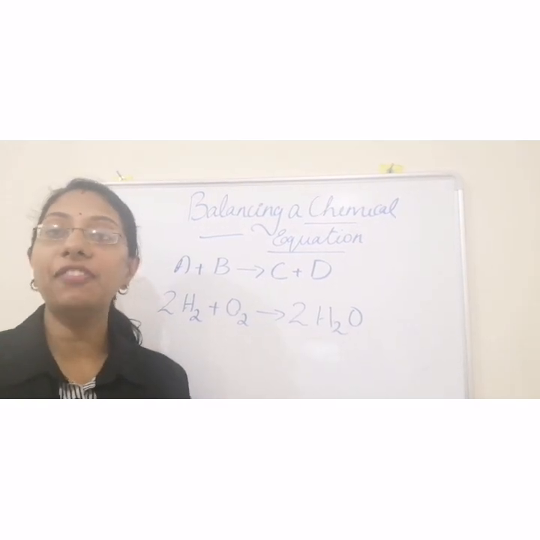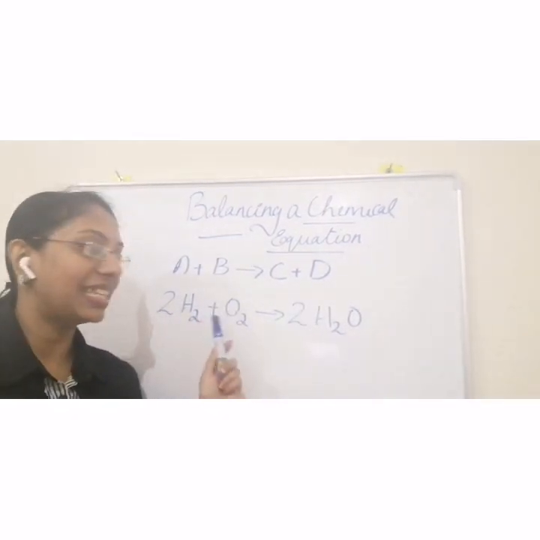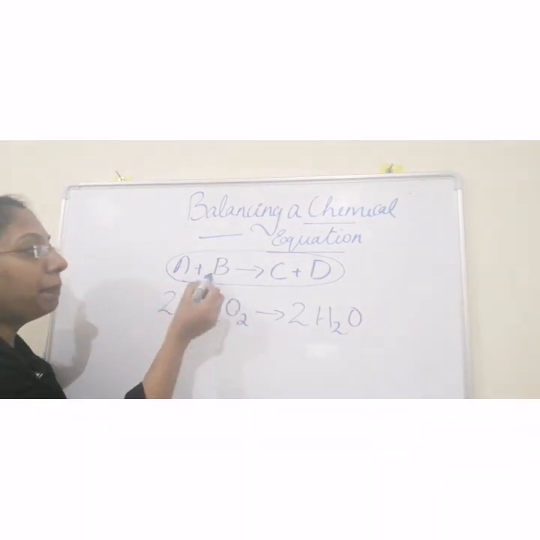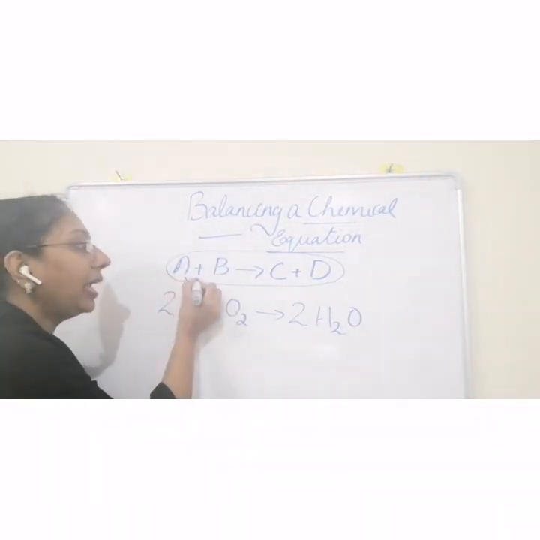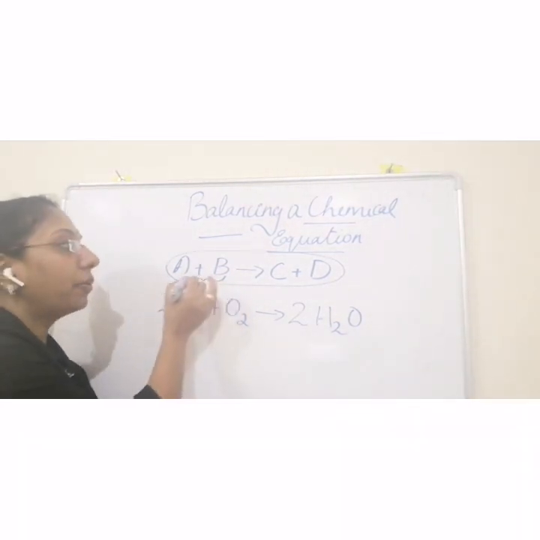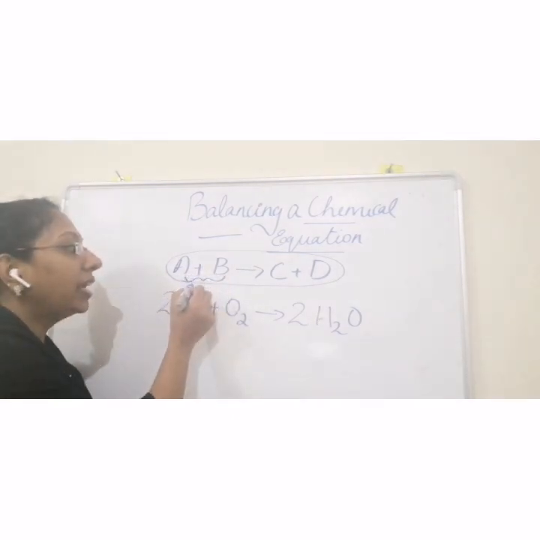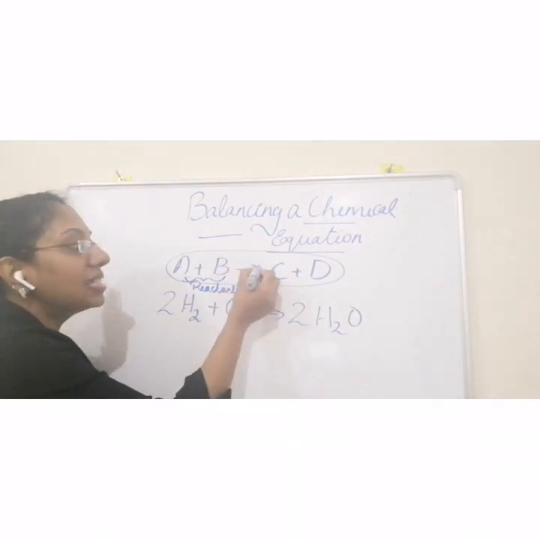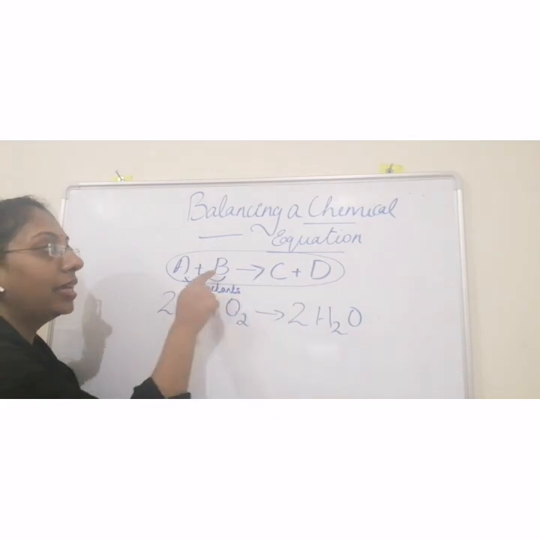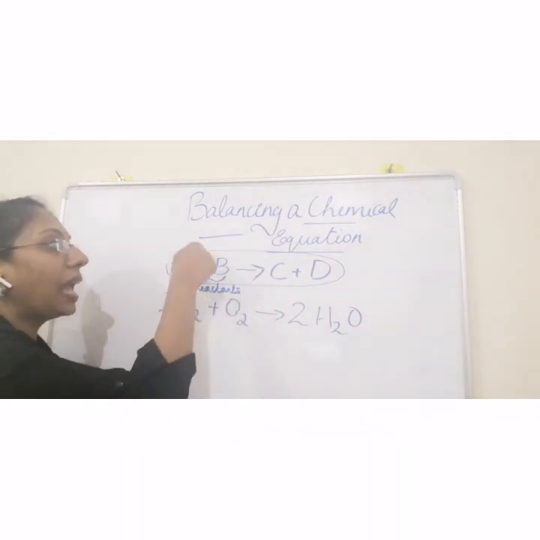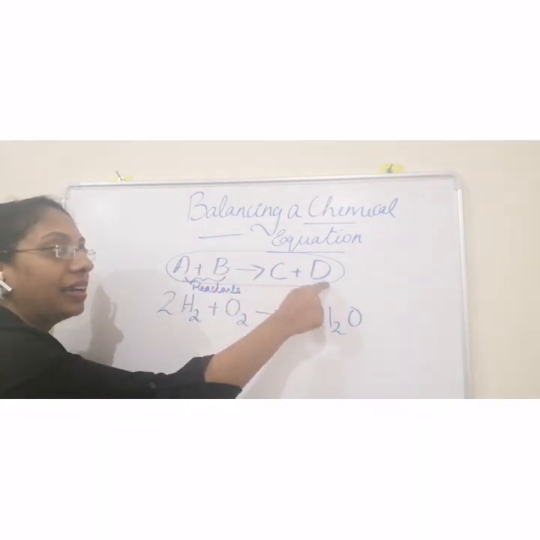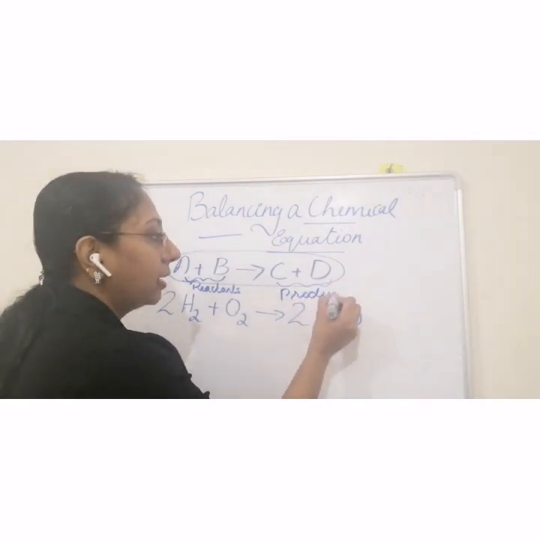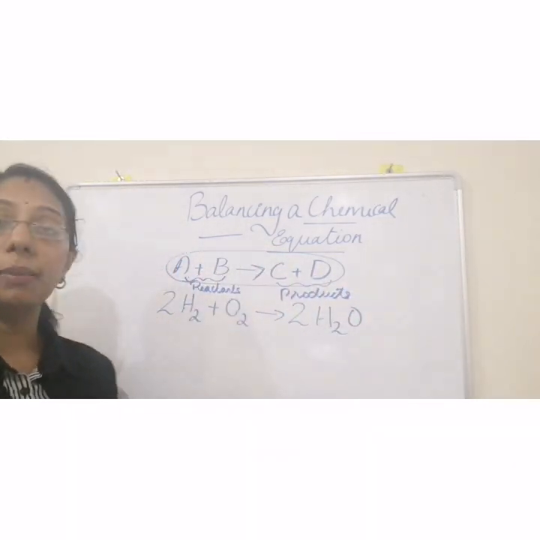So these are the representations which we can see inside a chemical equation. Going with the balancing of chemical equations, we should know some of the things inside a chemical equation. Consider a general representation of a reaction: A plus B gives C plus D. Here A and B are the substances which are reacting, so they are called the reactants. This arrow represents the direction of the reaction. This is a forward reaction, that means A and B are reacting to produce C and D. What is produced here? C and D. So C and D are the products. Got it? This is a representation of a chemical reaction.